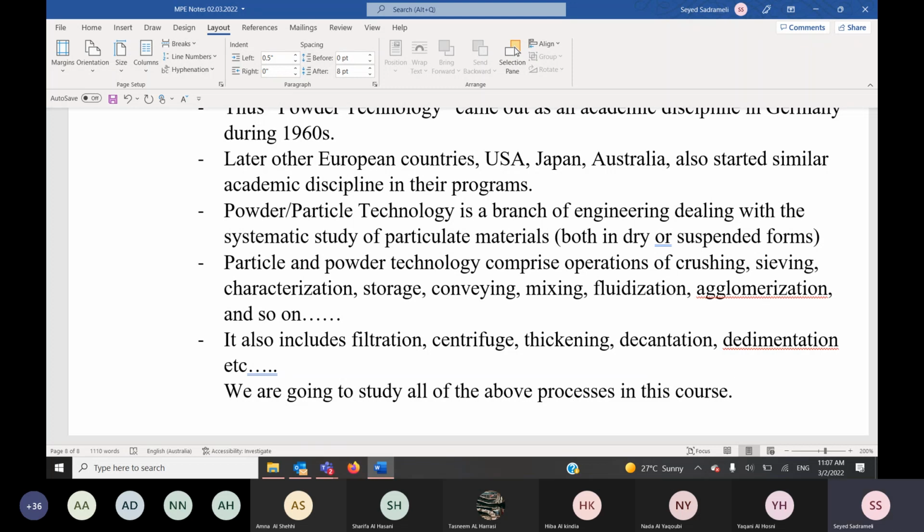Also, part of the materials can be studied under the material science. And these are finely divided and pulverized solids.